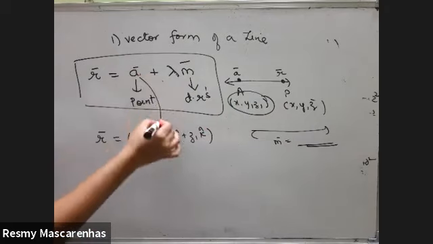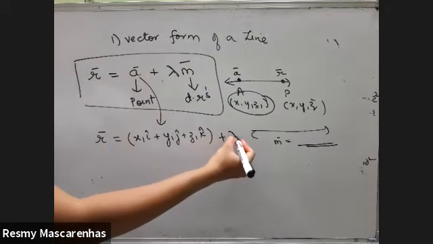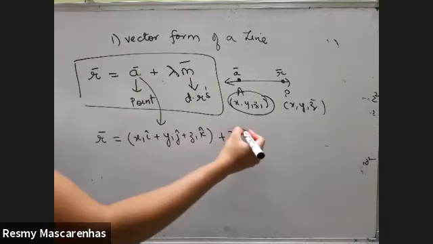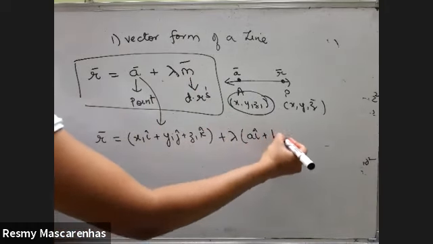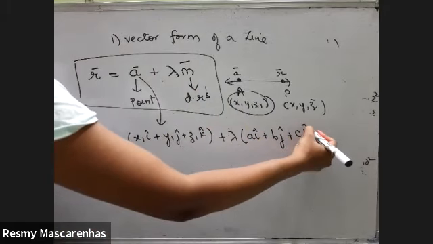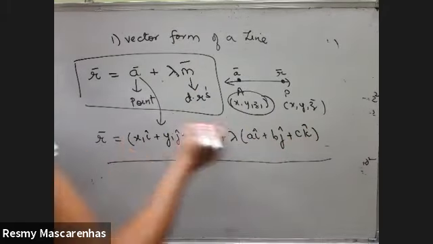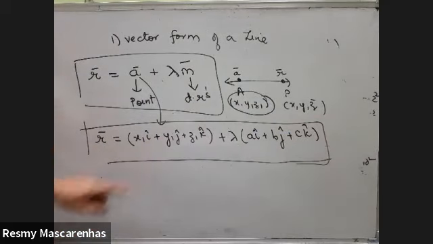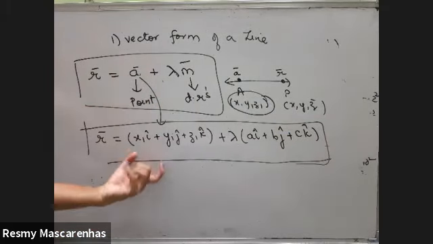So this is the point, plus lambda times M bar. M bar is already given to you: a i cap, b j cap, c k cap. This is the vector equation of a line after substitution. This is the formula and this is the substitution.